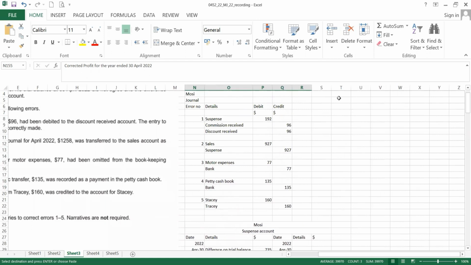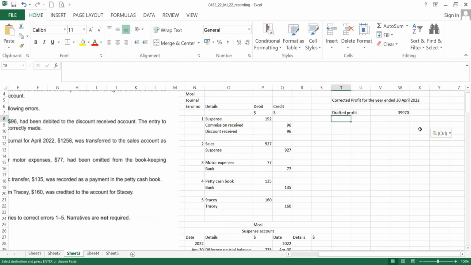Put into here. From the adjustment, we know it should be increased. So these two credit, that means it will increase the profit. So this one should add. So I put into here the amount 96. Whereas the next one is sales debit. That means it will decrease the profit.